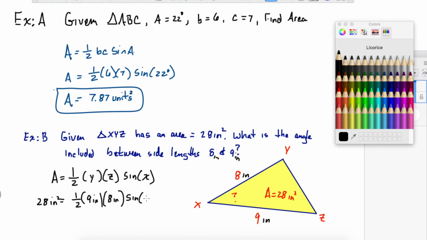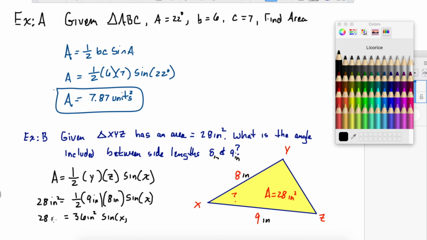Sine of x. And we now have to solve for x. So let's see, 9 times 8 is 72. Half of 72 is 36. So we got 36 sine x.